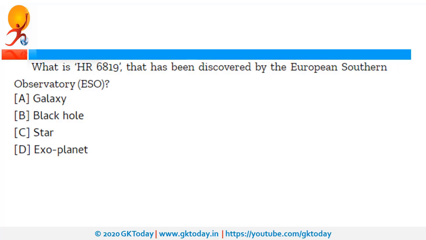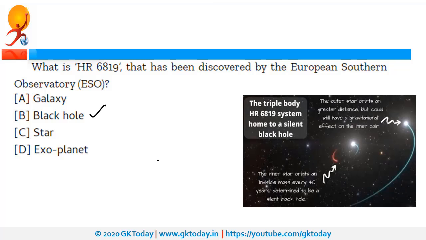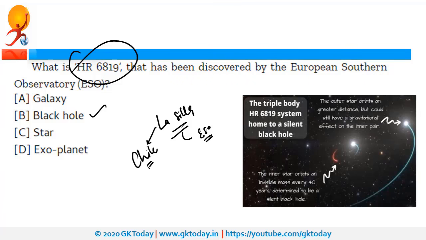What is HR 6819 that has been discovered by the European Southern Observatory, that is ESO? So this HR 6819 is a black hole, and recently the La Silla Observatory of ESO discovered this black hole, and the name of this black hole is HR 6819, and this observatory is situated in Chile, and this black hole is the nearest black hole from Earth.